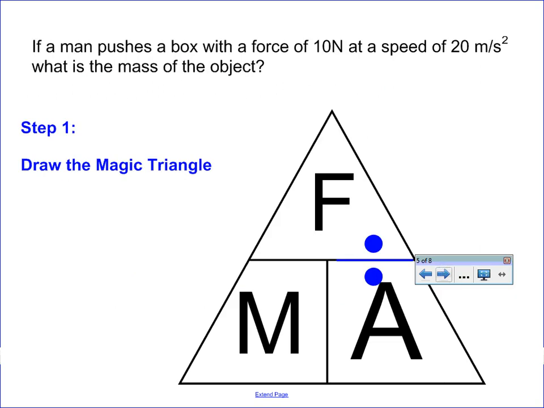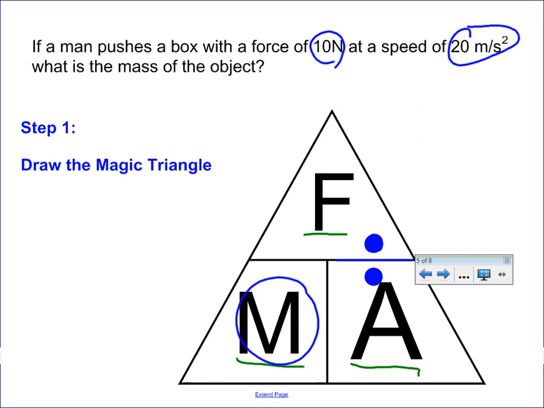So here's our problem. A man pushes a box with a force of 10 newtons at a speed of 20 meters per second. What is the mass of the object? We have steps just like we have for force. We are trying to find mass. Mass equals force divided by acceleration. Very first thing we always need to do is draw our magic triangle. And always remember, if we're solving for mass, then we're going to divide force divided by acceleration.